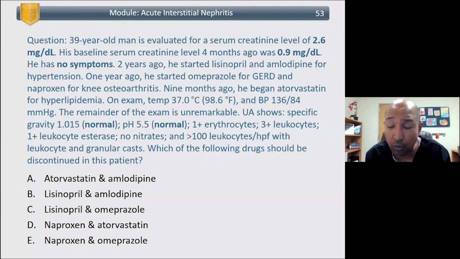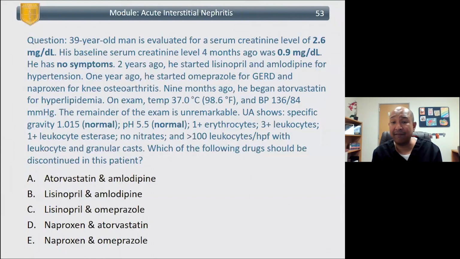With this being said, I know we're kind of nearing the end. I just want to do one question right here to wrap it all together. We have a 39-year-old man who is evaluated for a serum creatinine level of 2.6 milligrams per dL. His baseline serum creatinine 4 months ago was 0.9. He has no symptoms. Two years ago, he started lisinopril and amlodipine for hypertension. One year ago, he started a PPI for GERD and naproxen for his knee osteoarthritis. Nine months ago, he began atorvastatin for hyperlipidemia.